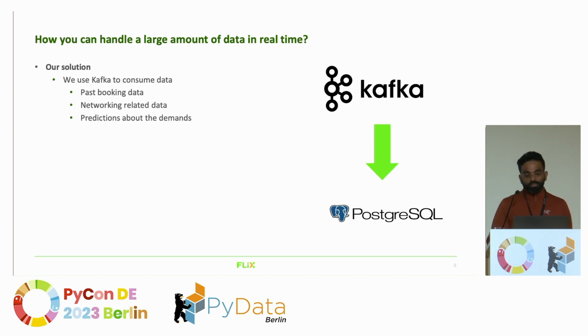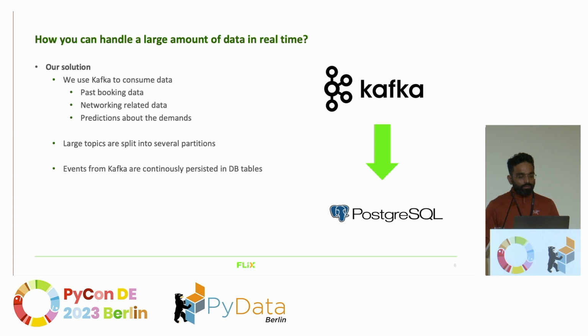On the other hand, it could also be data which is not changing so frequently, for example, the geolocation data. And for all this we use a consumer group, where each topic is dedicated to one particular type of data. And then the large topics are usually divided into several partitions so that we can consume this data very fast in parallel. And usually the events from Kafka are continuously persisted in our database. Most of the time, one event corresponds to one row in our database.